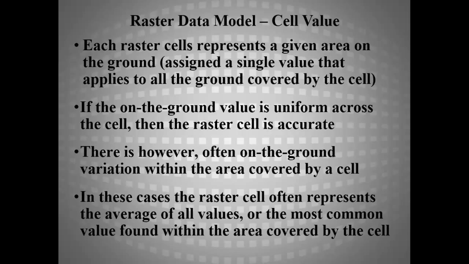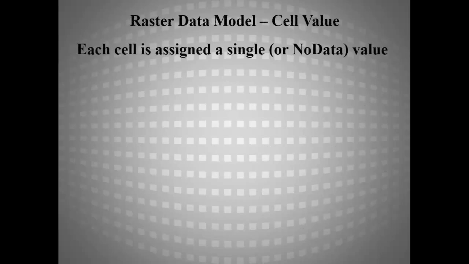So when the value changes within the cell, and you can only store a single value, how do you store a single value? Well, sometimes you use the most common value if you have multiple measurements within a cell. Sometimes you average values. Sometimes you do some other statistical measure of the values within a cell and use that statistical measure. It all depends upon the model and what aspect of reality you're interested in.